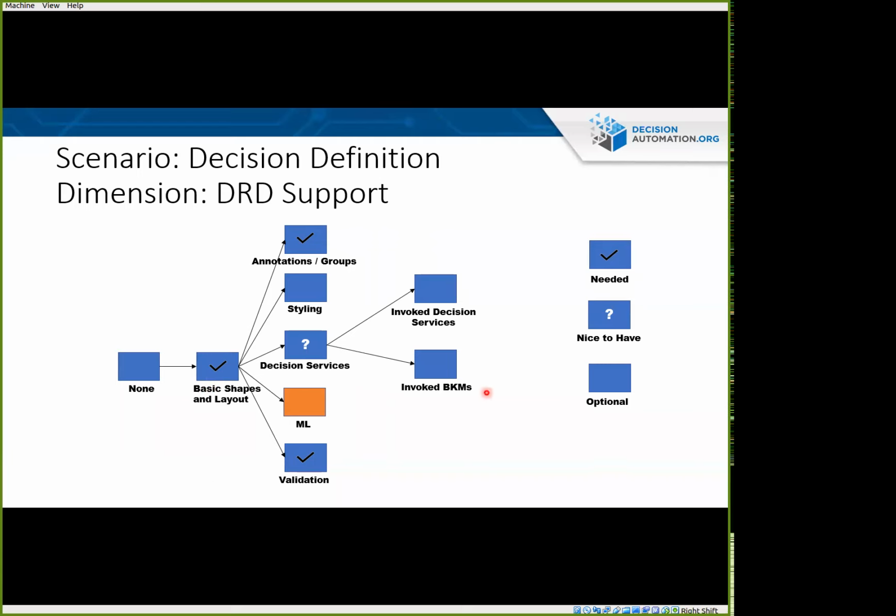And the statement so far, the draft we have so far, is that basic shapes and layout, annotations and groups, basic validation are essential, decision services are nice to have, and everything else we feel is purely optional. But I stress this is a draft. I would be extremely surprised if we showed all of the maps we've developed thus far, if there weren't quite violent disagreements among the decision automation community about which markup should be used, and indeed the actual composition of the dimensions themselves. That's entirely natural and normal.